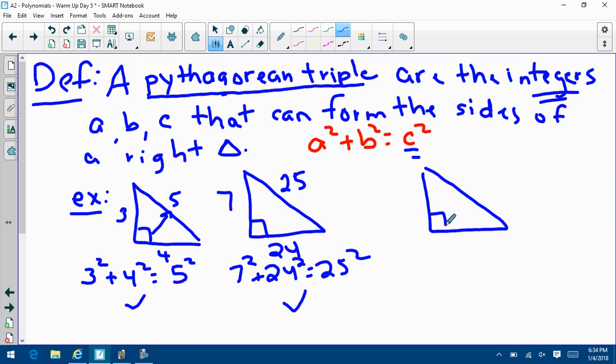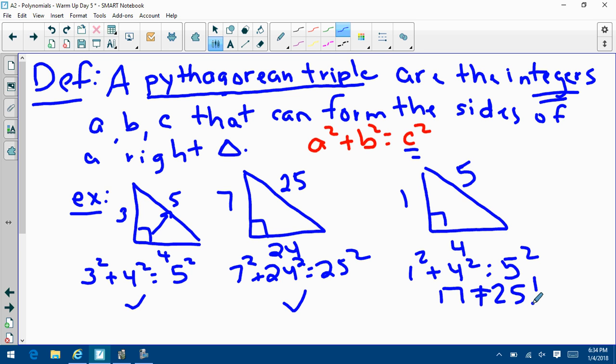And what about 1, 4, 5? Is that a Pythagorean triple? Well, if it is, it would have to satisfy 1 squared plus 4 squared equals 5 squared. But 1 plus 16 is 17, definitely not equal to 25. So that one gets a big no, not a Pythagorean triple. So not all sets of 3 numbers are Pythagorean triples. It's only the right combinations. But there are a bunch of them. There's actually infinitely many.